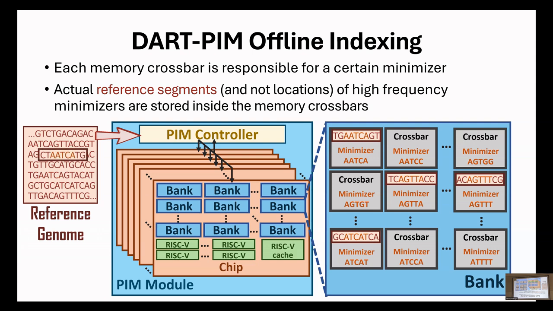And I'll say here what you asked. If we're saving it inside the crossbars, if we have a low frequency minimizer, then we save an entire crossbar for it, and we are not using the entire crossbar. Like if we have only one minimizer that appears only one time in the reference, then we'll have an entire crossbar with only one. And there are many minimizers like that.